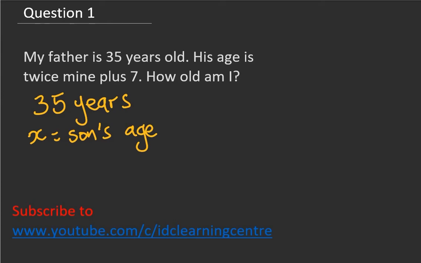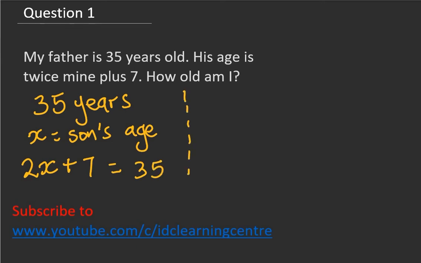Now, the question says the father's age is twice the son's age plus 7. So if the son's age is X, the father's age will be twice X plus 7. Okay, you can see it here. His age, referring to the father, is twice mine plus 7. So since the son's age is X, the father's age will be twice X plus 7. Remember, this will be equal to the father's age, which is 35.